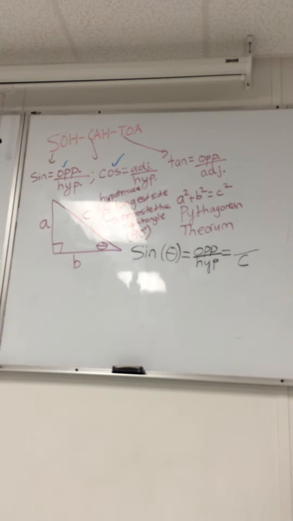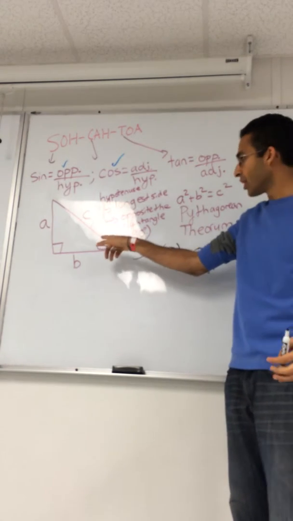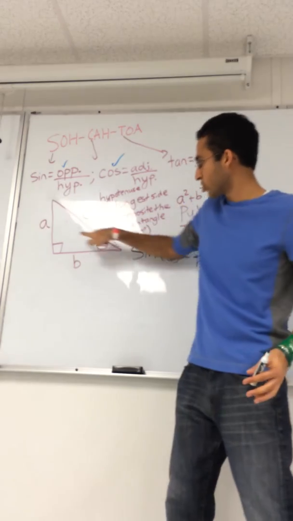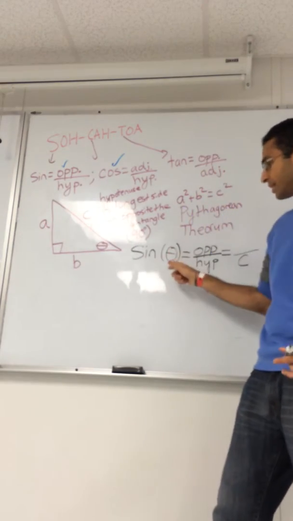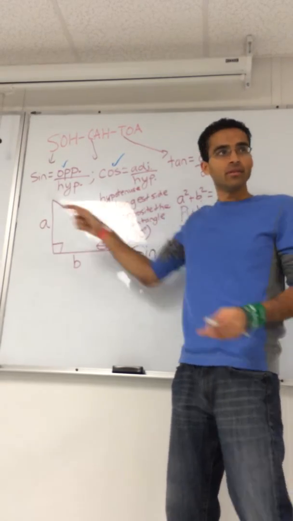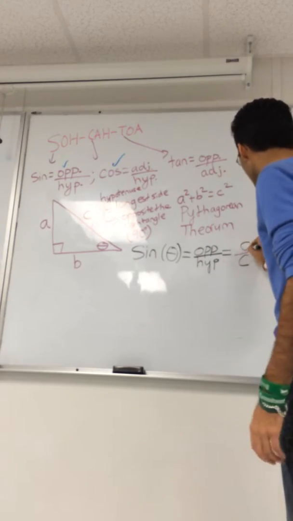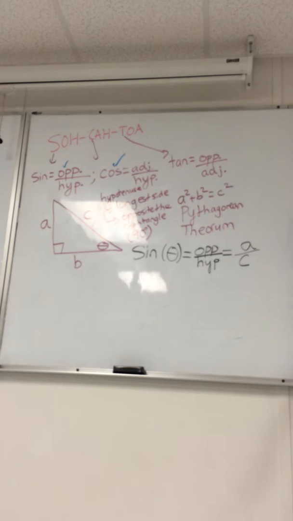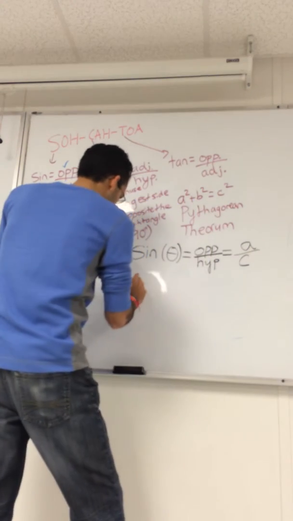Isn't the opposite what's across from that theta? Right, so the opposite says this is opposite or across from the theta. It's like sine of theta. So this will be side A. So the sine of theta would be A divided by C. A divided by C.